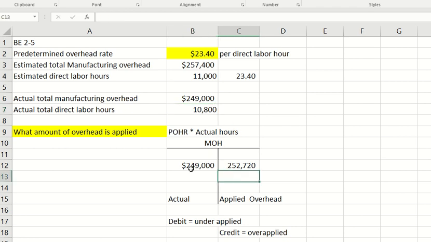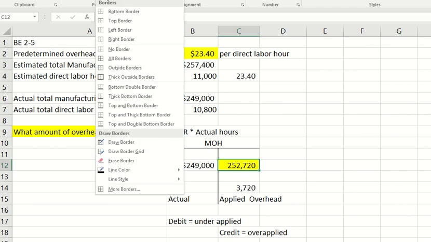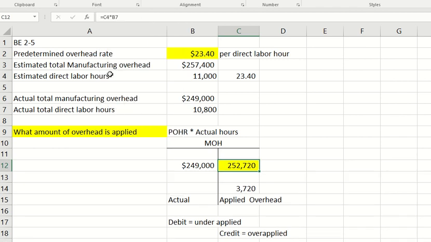If you wanted to continue on with this problem, we could see that what we applied was greater than what we actually incurred. So we had overapplied here, and we could see the difference between those, to see how much we overapplied. We overapplied 3,720, and that would affect your cost of goods sold later. But your answer here, your final solution, is that 252,720 is the amount we applied in overhead for this problem.